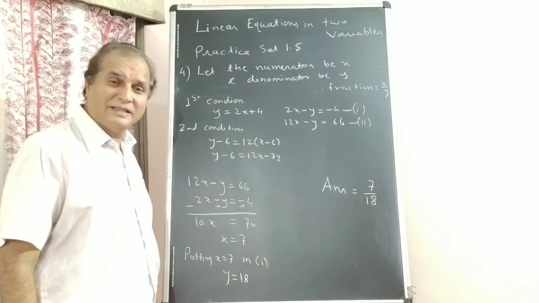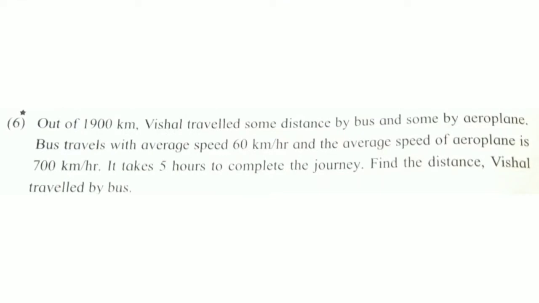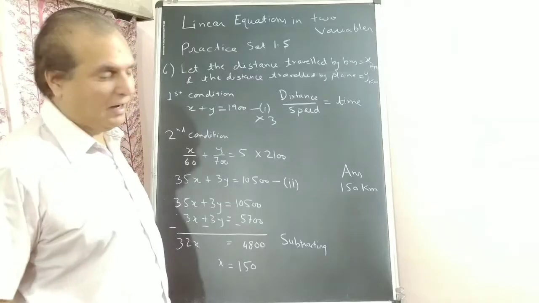We'll go ahead with the next one. Okay. Out of 1900 kilometer, Vishal traveled some distance by bus and some by aeroplane. The bus travels with an average speed of 60 km per hour and the average speed of the aeroplane is 700 km per hour. It takes 5 hours to complete the journey. Find the distance Vishal traveled by bus.